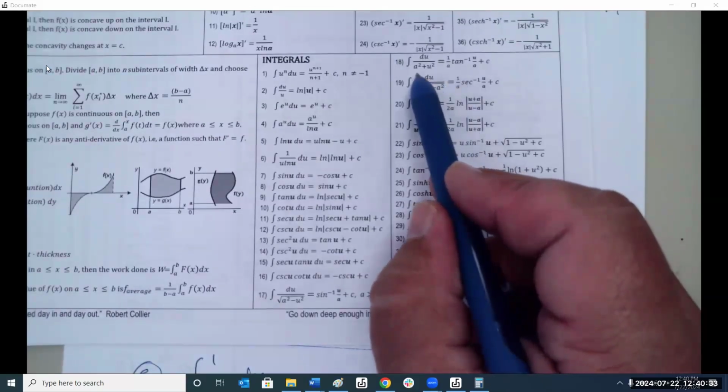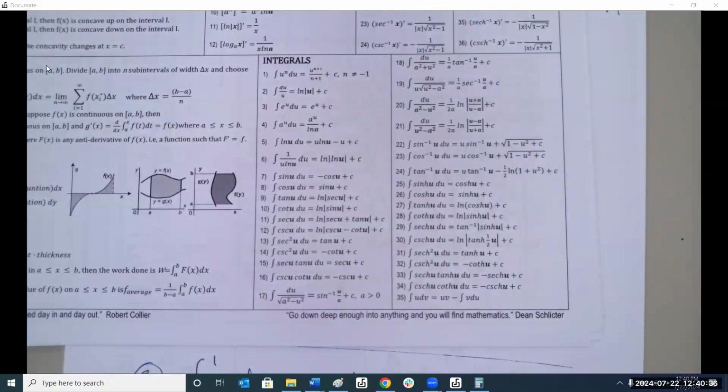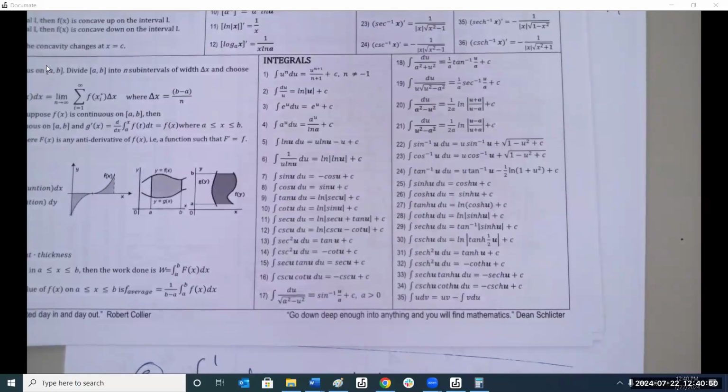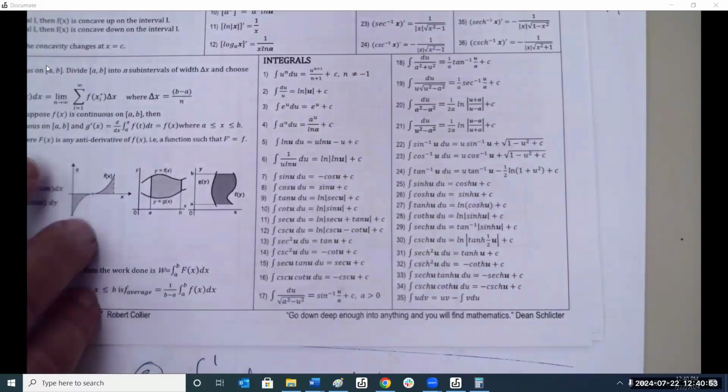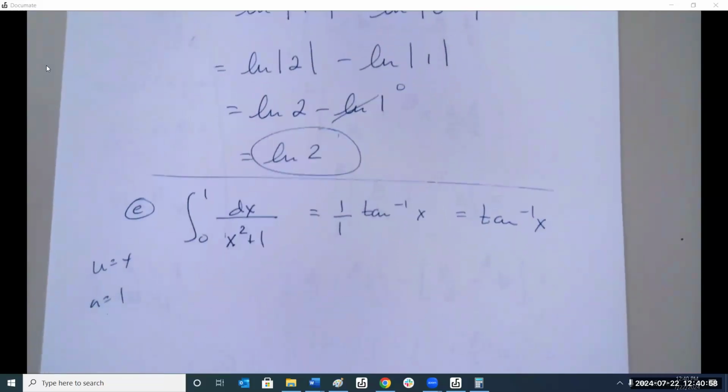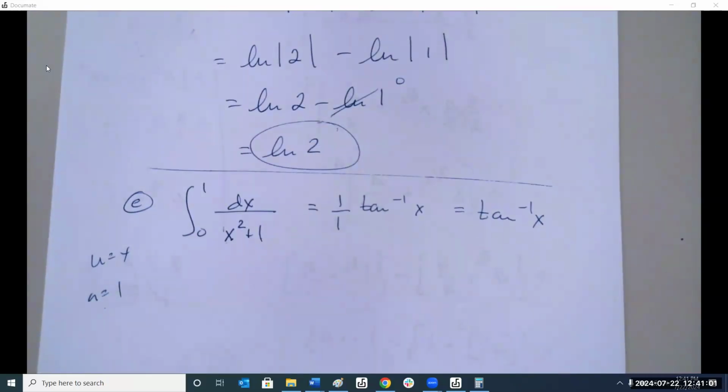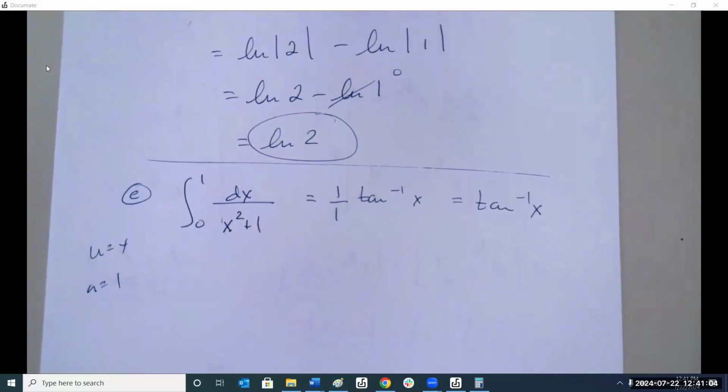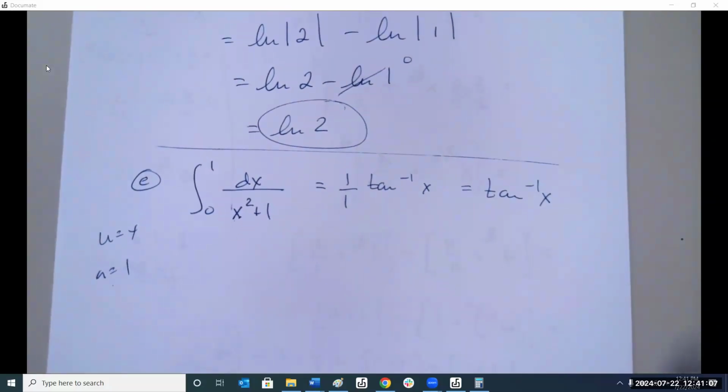Where a is 1, so the answer here is 1 over 1 inverse tangent of x over 1. So it's inverse tangent of x. It's inverse tangent of x. Okay, the derivative of 1 all over x squared plus 1 without using the formula, well, you can try, but it'll be very messy.